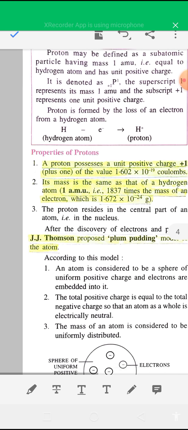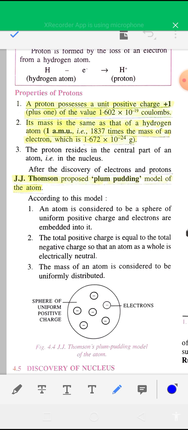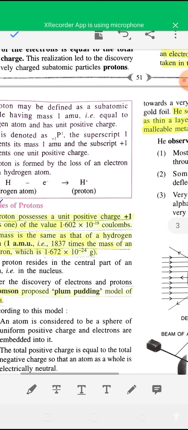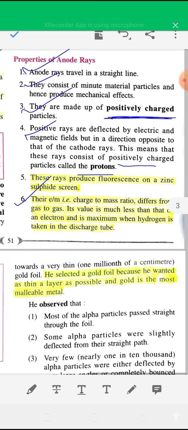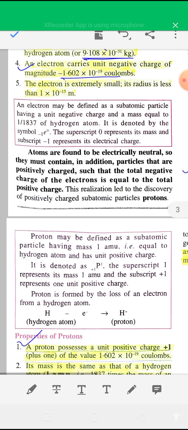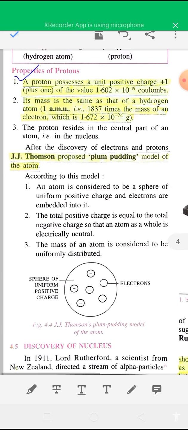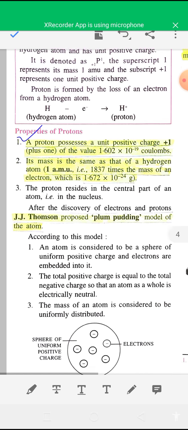Now see, anode rays consist of positively charged particles known as protons, and cathode rays consist of negatively charged particles known as electrons. Cathode rays were discovered by Goldstein, electrons were discovered by J.J. Thomson, and protons were discovered by E. Goldstein.